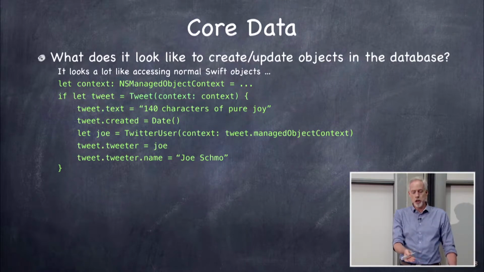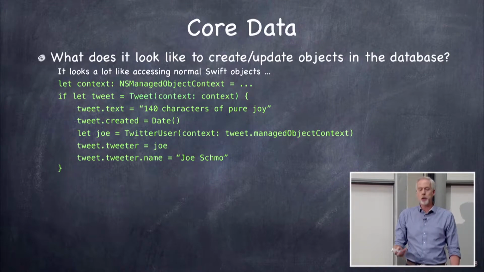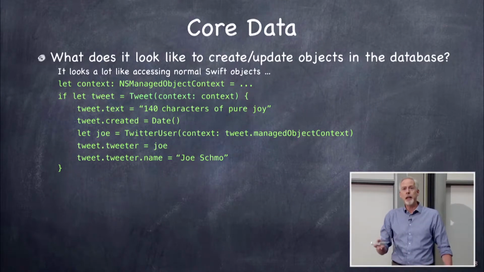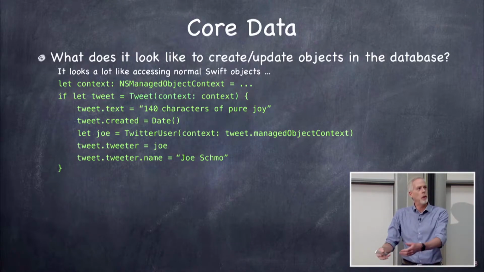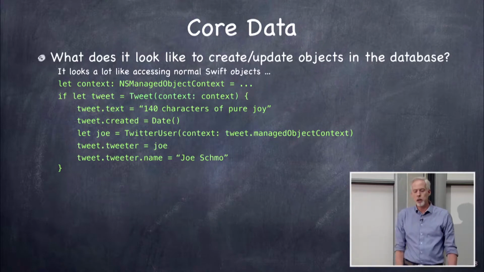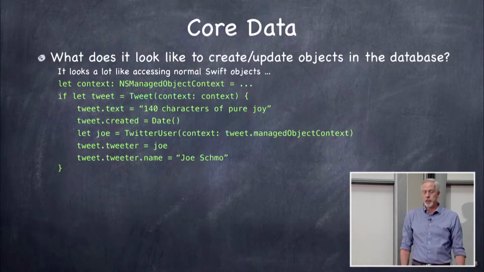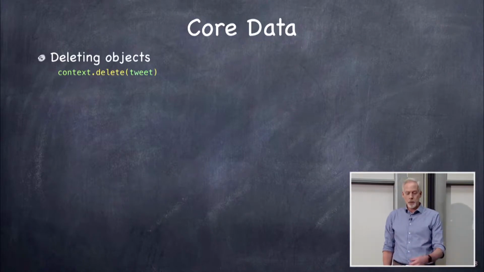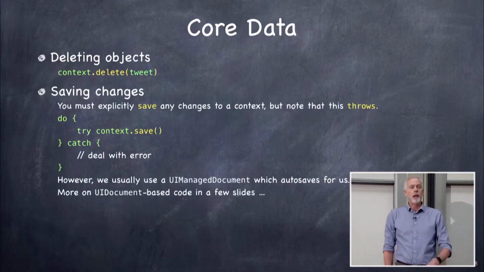I can even create Joe, a Twitter user, in the same context as the tweet, and say tweet.tweeter equals Joe. I can even go tweet.tweeter.name equals Joe Schmo. In other words, use Swift notation to go through objects that I'm linked to. So it really looks just exactly like Swift. Okay? And I can also delete objects by just asking the context to delete them.